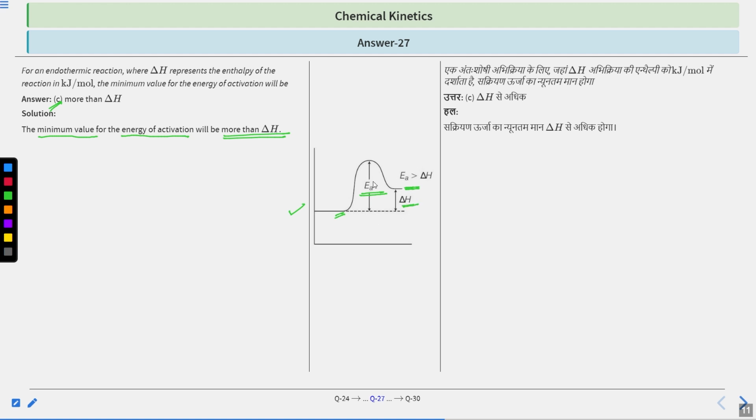And you can clearly see that activation energy is greater than the enthalpy of the reaction in the case of an endothermic reaction, and thus we can say that the minimum value for the activation energy will be more than del H, or enthalpy, and thus the C option is the correct answer.